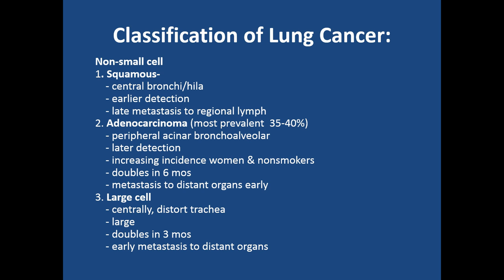Adenocarcinoma is the most common type of lung cancer. It's about 35 to 40% of cases. It does tend to take place in the periphery, the peripheral acinar bronchial alveolar. Remembering the acinar are the alveolar ducts and the alveoli, so way out in the periphery of the lungs. Because of that, this one tends to be detected later. We know we have thousands of alveoli, so your body's going to compensate. You're not going to feel short of breath because it's just this one little area. However, as it grows and affects more and more of the lung tissue, that's when you'll start to see symptoms and diagnosis.